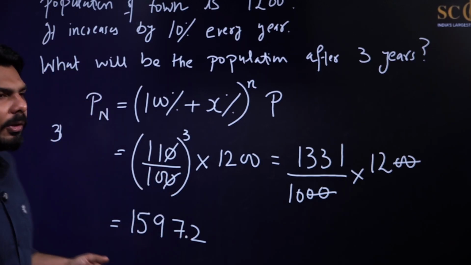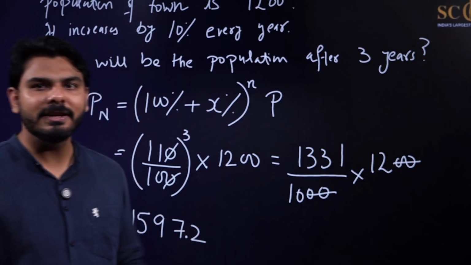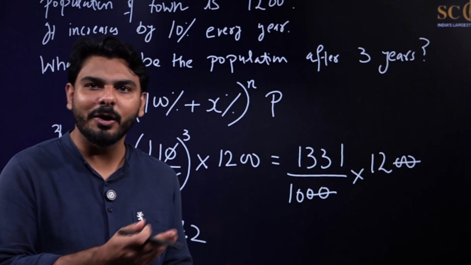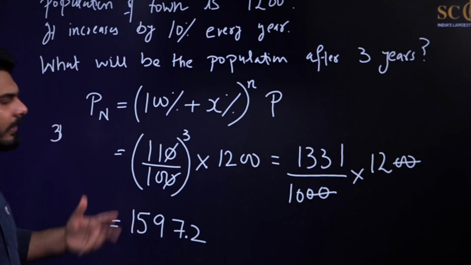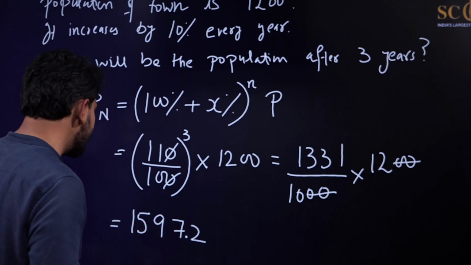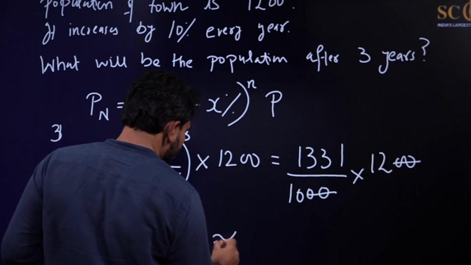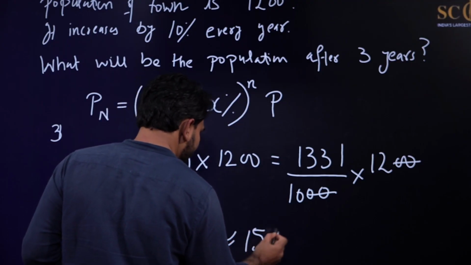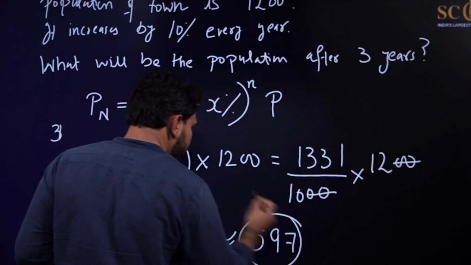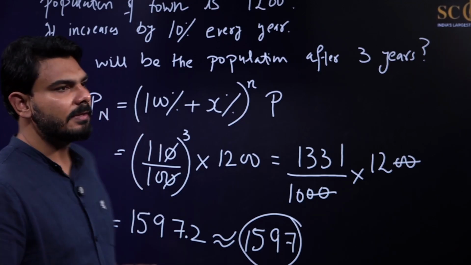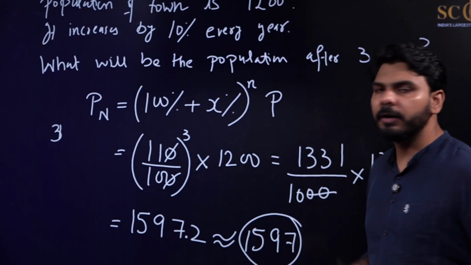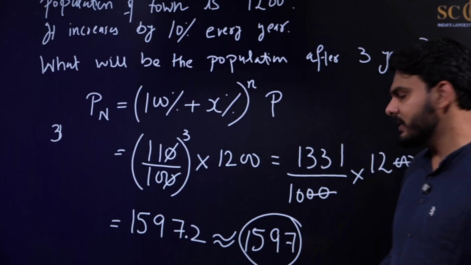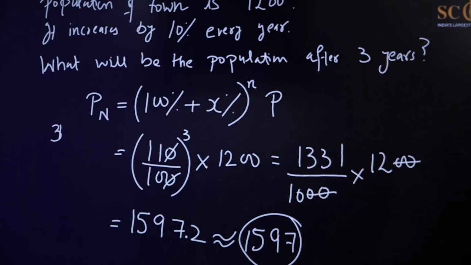But the thing is, population cannot be in decimal, because otherwise you would need to cut down one person. But you can say that approximately it is 1597. So the answer is 1597. You can write it like this, because population cannot be in decimal form, it should be in integral form. I hope this question is clear to everyone. Earlier the population was 1200, now the new population is 1597. I hope you can do these kinds of questions now.